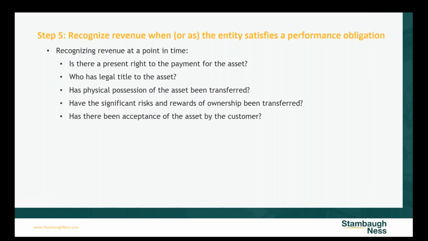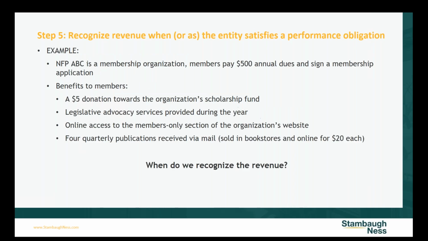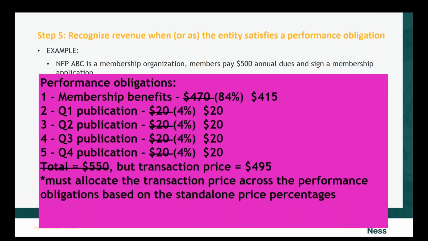But again, I think this one is going to be a little bit easier to identify. In our example of that publication, when we go ahead and mail it, we're going to recognize that revenue because we have now satisfied that exchange transaction of the contract. So now to our example, when do we recognize our revenue? Remember, we've got our 5 performance obligations: our membership benefits throughout the year, and our 4 quarterly publications.